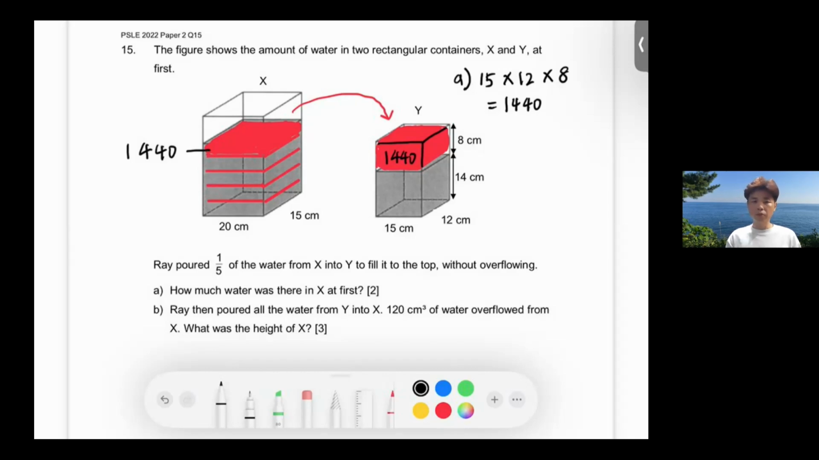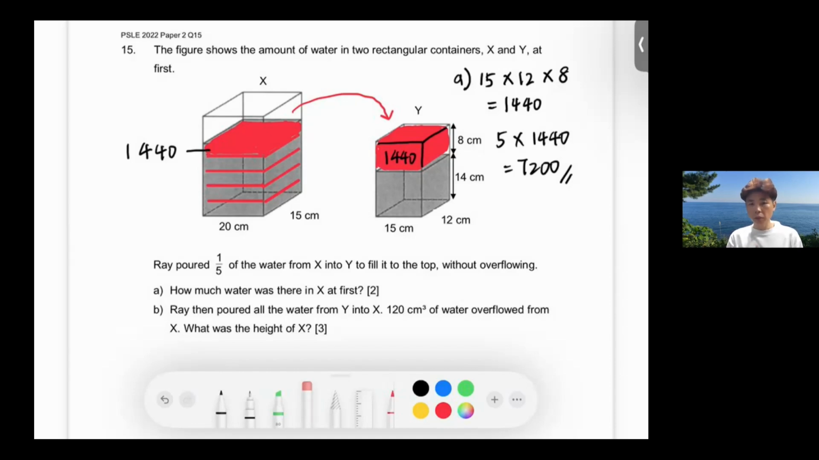So now we are able to find the volume of water in X by taking 5 times 1,440. So there's 7,200 cubic centimeters of water in X at first. Moving on to part B, we then pour all the water from Y into X.